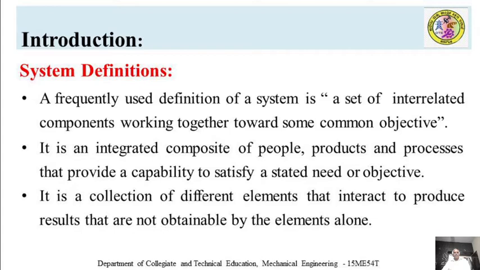That is called a system. Another definition is, it is an integrated composite of people, products and processes that provide a capability to satisfy a stated need or objective. So in this definition, the elements include people, products and processes. So all these elements will work together to get the desired objective. So it can be an industrial setup.